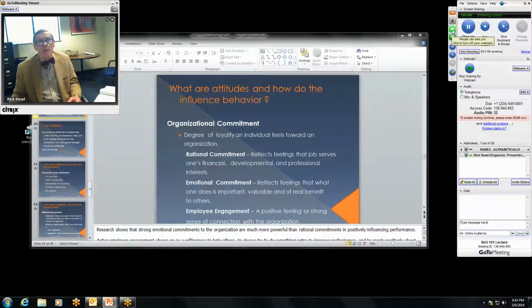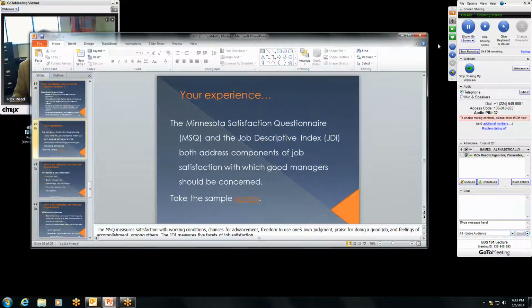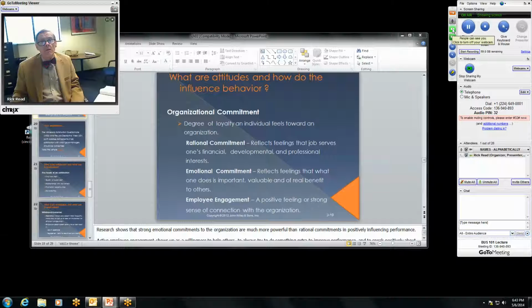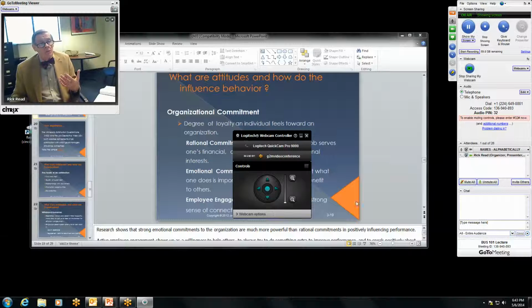Now, this particular slide talks about organizational commitment. This is the degree of loyalty an individual feels towards the organization. And notice there are three things that come up here: rational commitment, emotional, and engagement. The rational thing is that it serves our needs: financial, developmental, professional interests. That's the rational part.